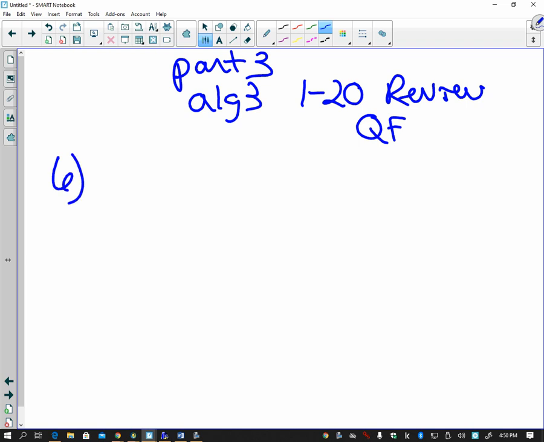Okay, hopefully I've got everything rolling here. I'll double check on it. Yep, all looks good. All right, question number 6 says factor 64y to the 12th minus 8 x to the 9th z cubed.